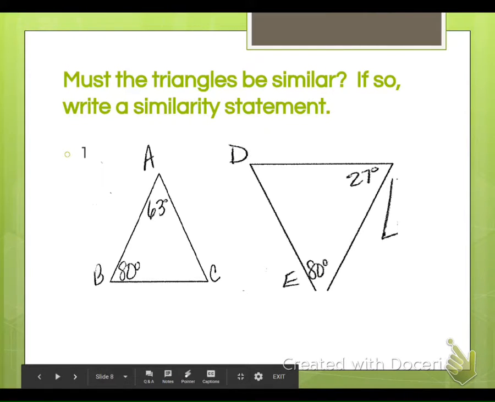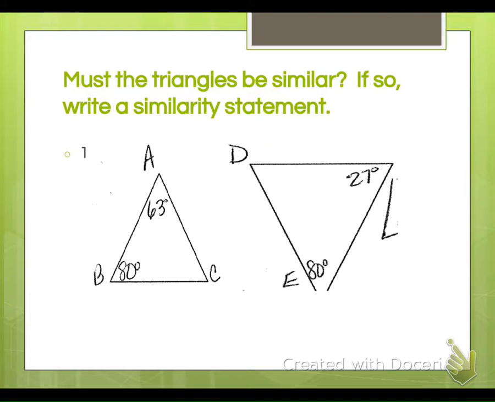Okay, now that we're at number 1, let's begin here. So we see we have 2 angles in each of our triangles. This side here, that vertex is F, so if you want to add that to yours. We see we have an 80 and a 63 here, but we don't know this one. We see we have an 80 and a 27 here, but we don't know that one. So do we have any congruent angles? We see that B and E are congruent.